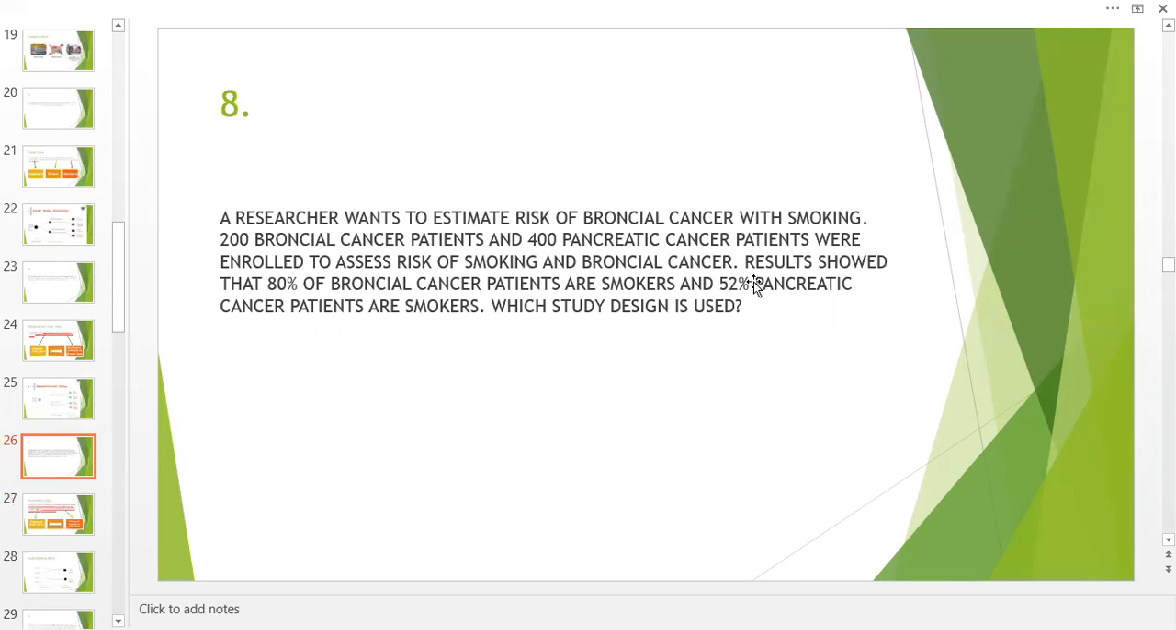Scenario number 8: a researcher wants to estimate the risk of bronchial cancer with smoking. 200 bronchial cancer patients and 400 pancreatic cancer patients were enrolled to assess risk of smoking and bronchial cancer. Results showed that 80% of bronchial cancer patients and 25% of pancreatic cancer patients are smokers. Which study design is this? Anybody from the class? Prospective cohort study.